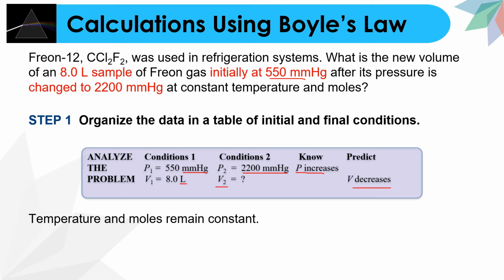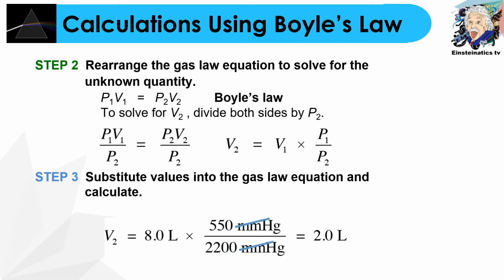So, step 2, we are going to rearrange the gas law equation to solve for the unknown quantity. So, P1V1 is equals to P2V2. So, to solve for V2, divide both sides by P2 para ma-cancel out yung P2 and matitira na lang yung V2. So, thus, we derive this formula. So, V2 is equals to V1 times P1 over P2.